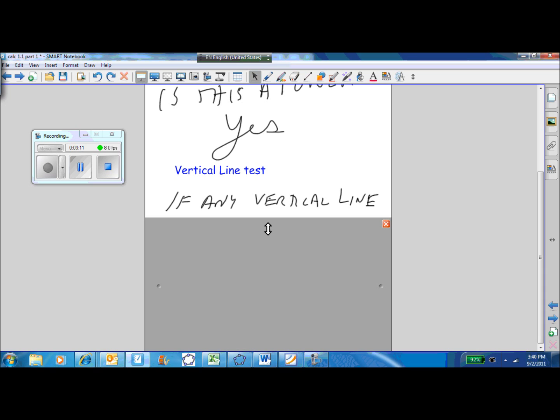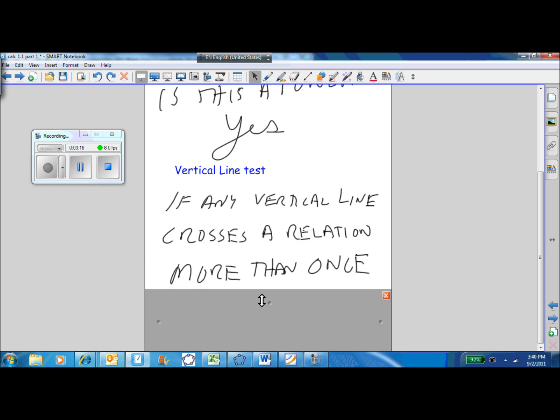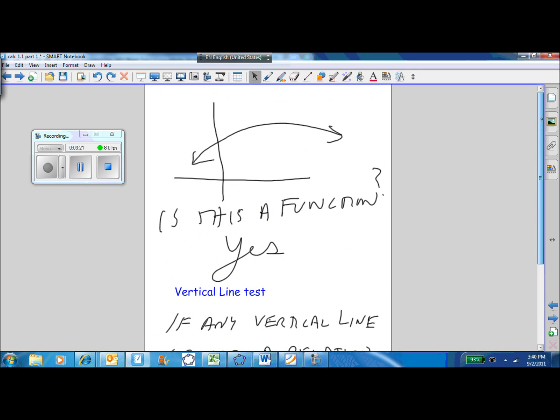If any vertical line crosses a relation more than once, then it is not a function. And so we can go back up here and start looking at some vertical lines. Let's make some vertical lines here. And notice they're only going to cross it once. So therefore, we can imagine all the possible vertical lines, and none of them are going to cross it more than once. So therefore, it is a function.